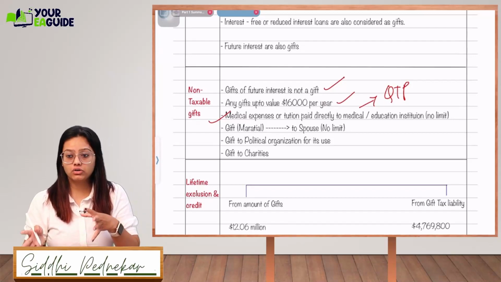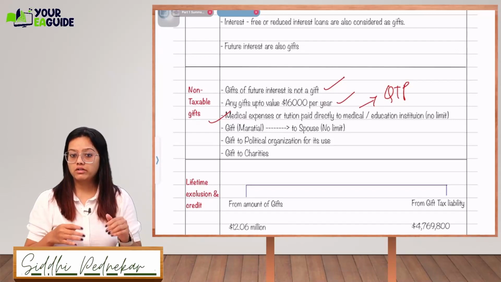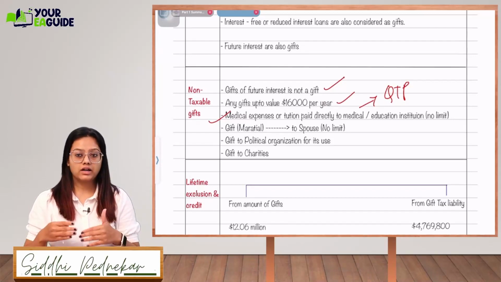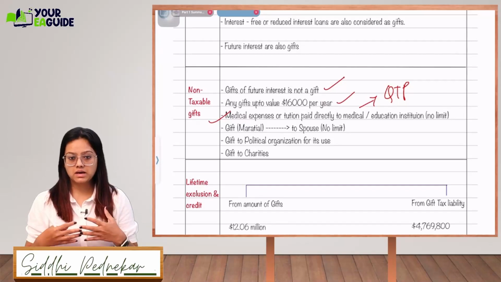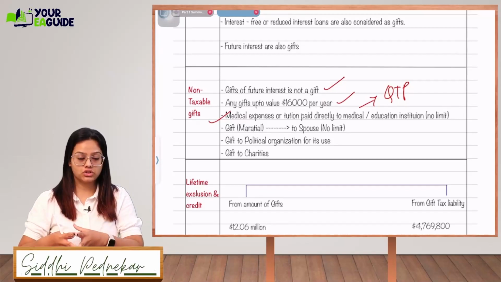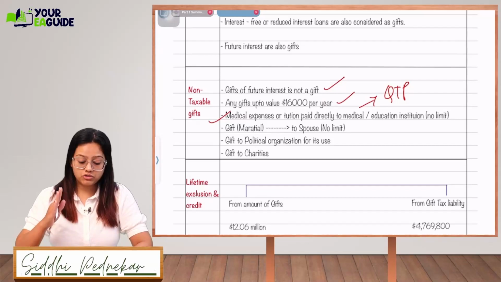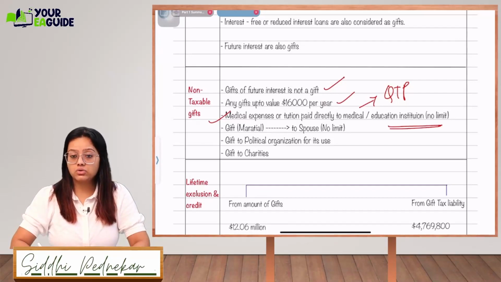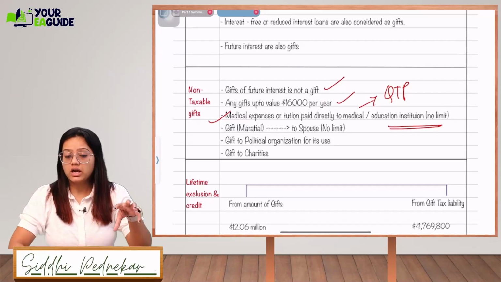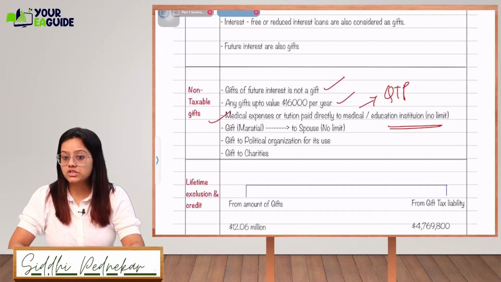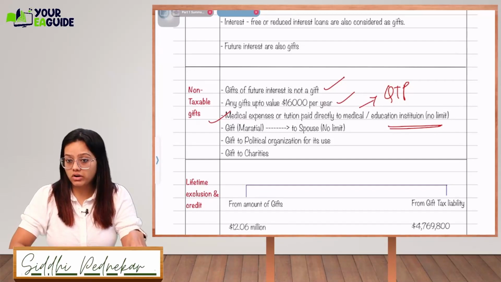If you front load the amount into a qualified tuition program, that is also called a gift. Now you are paying something, but if it is for education purposes, you have to check that it goes directly to the educational institution. It has to go directly to the medical institution, the medical organization.